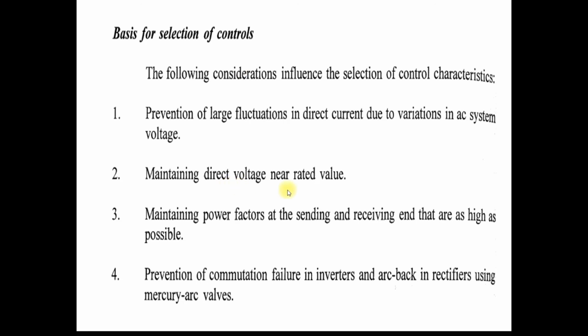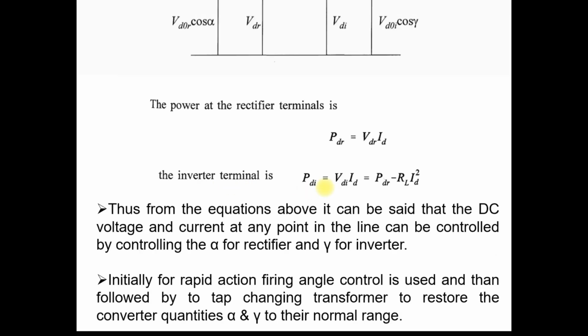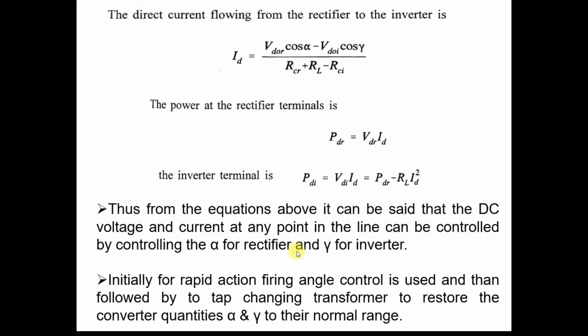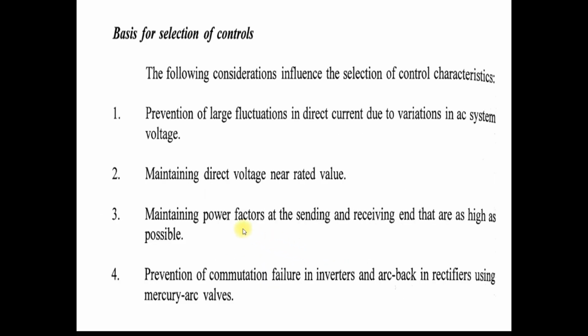Second is maintaining the direct voltage near the rated value. As we know, the voltage profile in the HVDC system is fluctuating. To avoid this fluctuating voltage profile in the HVDC line, we must provide control actions so that we can maintain the direct voltage near the rated value.